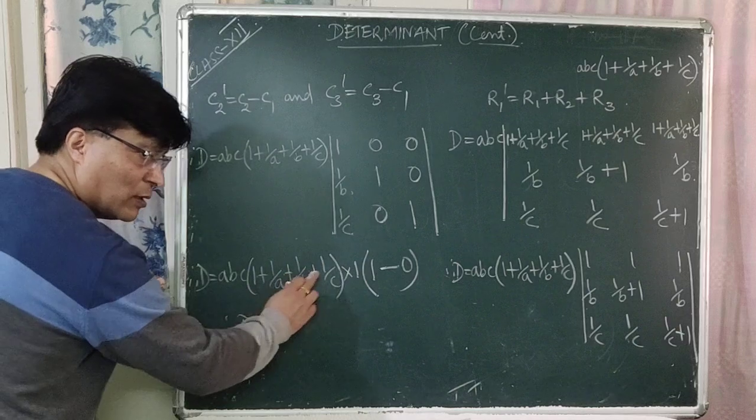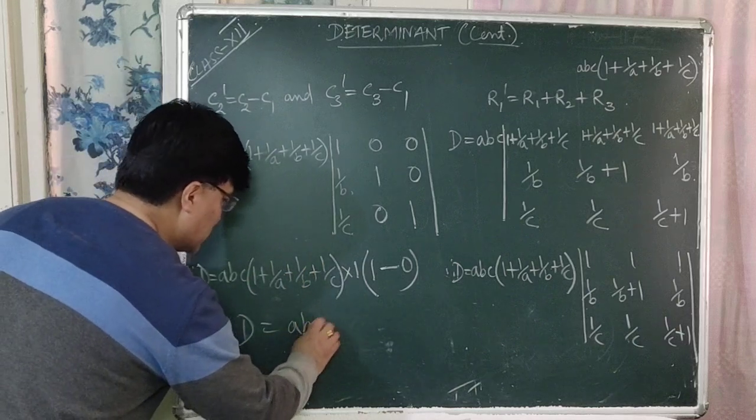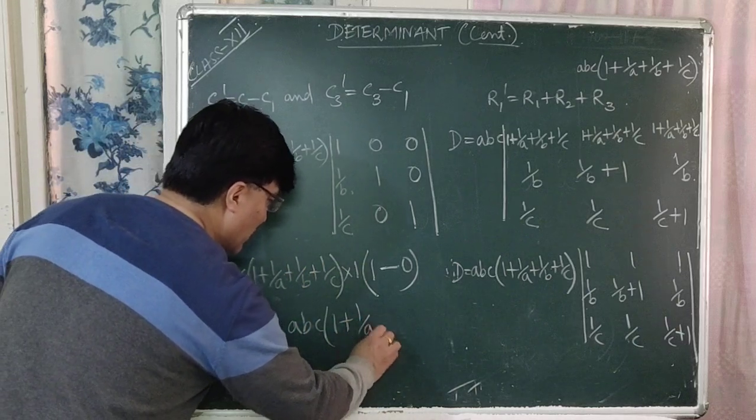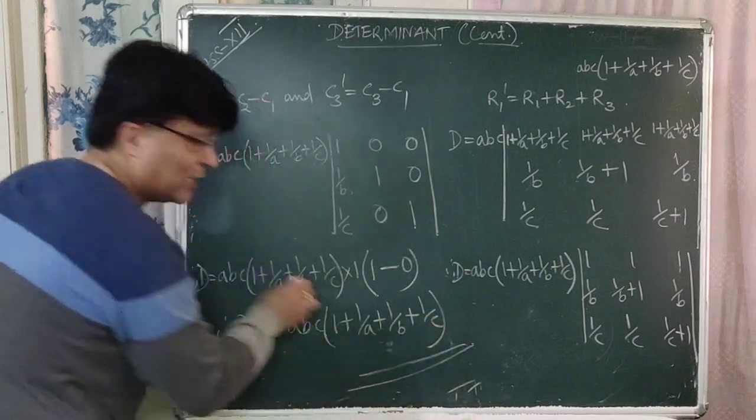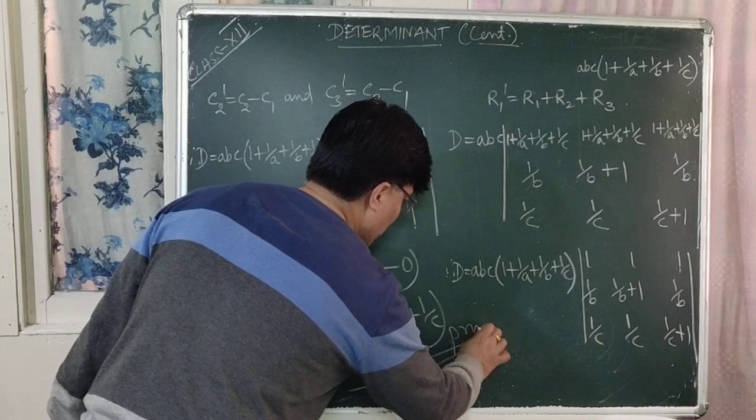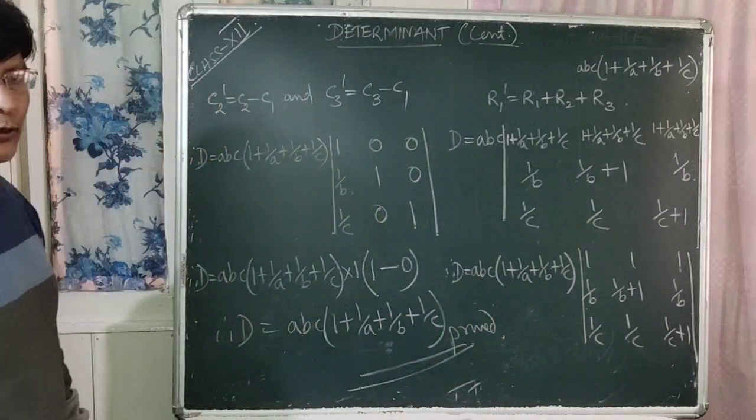1 into what we have outside: A, B, C into 1 plus 1 upon A plus 1 upon B plus 1 upon C. Proved. So we have proved the required result.